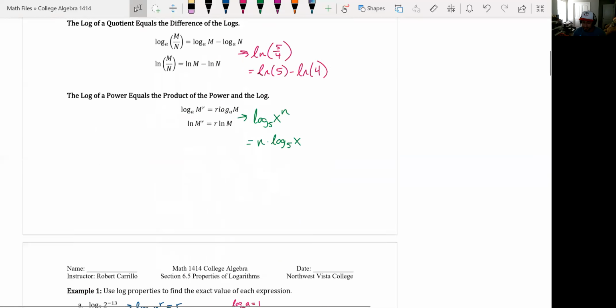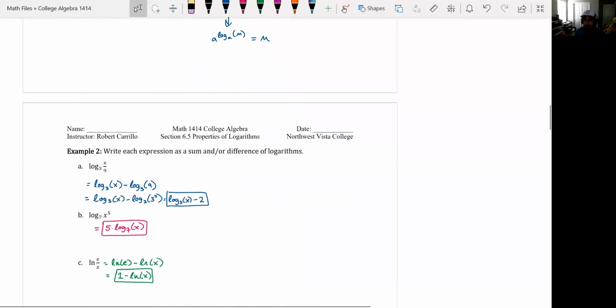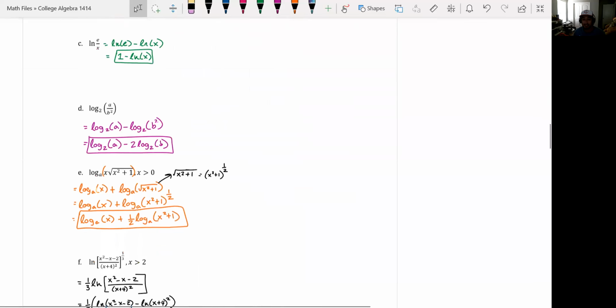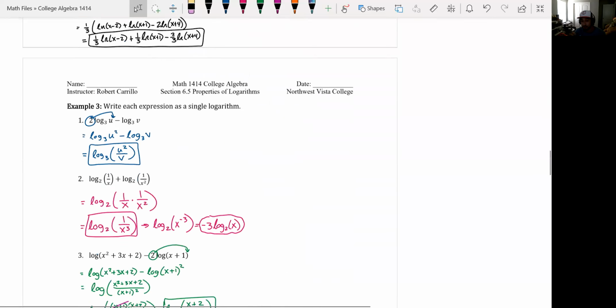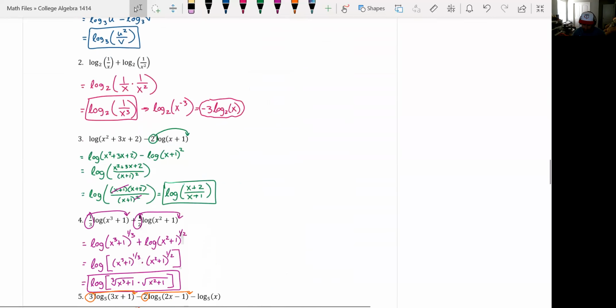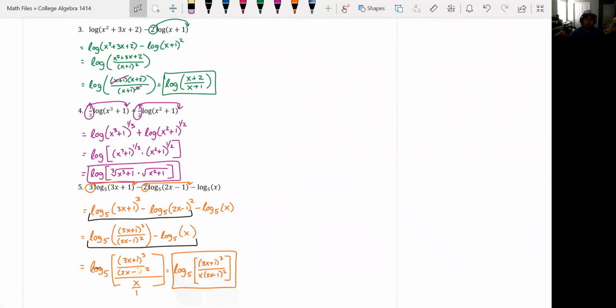Okay, that is it for log properties. Crazy, crazy section, I know, but you just gotta have fun with it. Okay, well, see you guys at the next one.